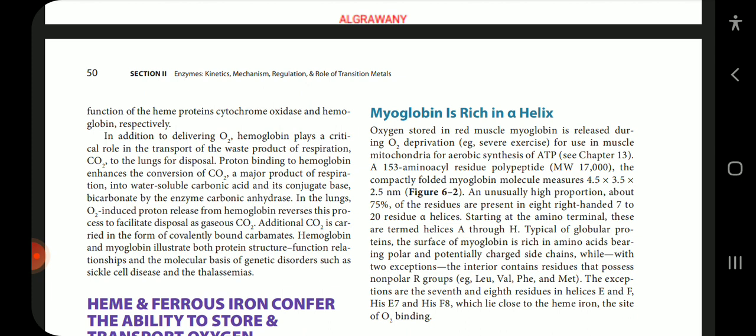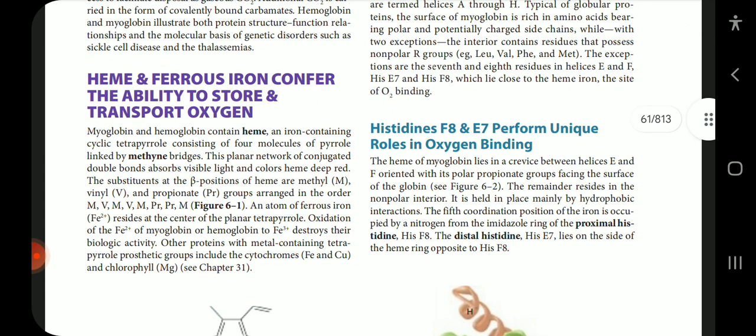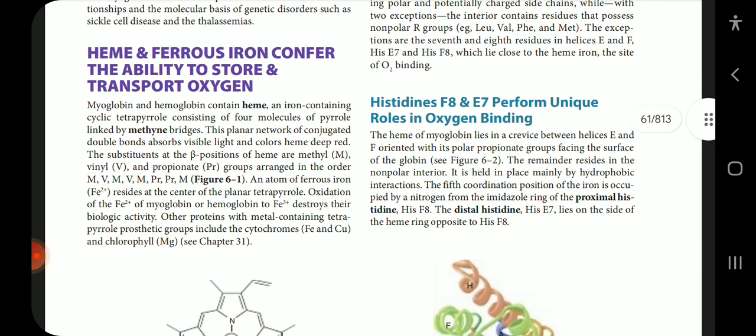Hemoglobin and myoglobin illustrate both protein structure-function relationships and the molecular basis of genetic disorders such as sickle cell disease and the thalassemias. So, starting with heme: ferrous iron confers the ability to store and transport oxygen. Myoglobin and hemoglobin contain heme, an iron-containing cyclic tetrapyrrole consisting of 4 molecules of pyrrole linked by methine bridges. This planar network of conjugated double bonds absorbs visible light and colors heme deep red.